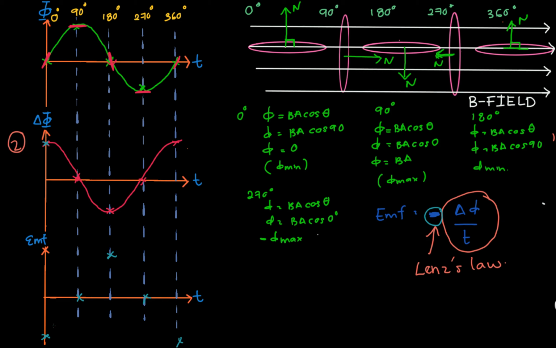Therefore, the graph that we will be plotting here will look as what I have here. It's the opposite of the graph that you have drawn. This is how the graph of EMF versus time will look if the initial position of the coil is given as in this example.